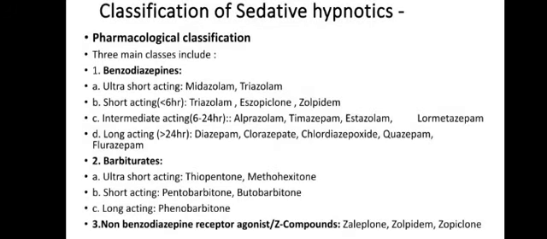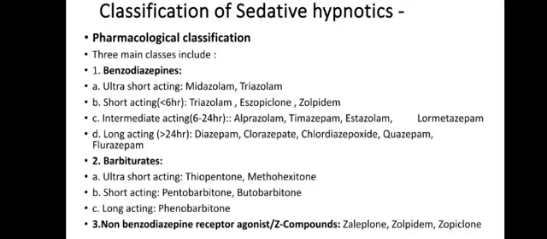Here is the pharmacological classification of sedatives and hypnotics. They majorly include three classes: benzodiazepines, barbiturates, and non-benzodiazepine receptor agonists or Z compounds. Benzodiazepines are categorized into groups: ultra short acting, short acting, intermediate acting, and long acting drugs. Ultra short acting drugs include midazolam and triazolam. Short acting drugs include triazolam, eszopiclone, zolpidem. Intermediate acting drugs are alprazolam, temazepam, estazolam, and lormetazepam. Whereas long acting drugs include diazepam, clorazepate, chlordiazepoxide, quazepam, and flurazepam.